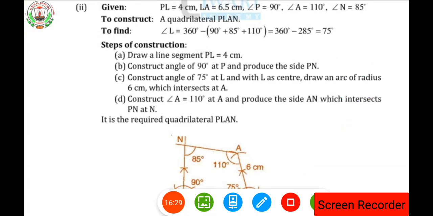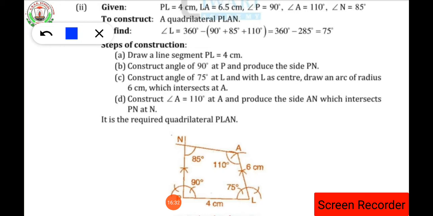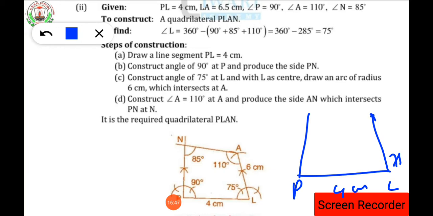After drawing the 75 degrees, the next one is 110 degrees. For the 110 degrees you can use the protractor to draw it. Clear up to here? So we got the 90 degrees, we got the 75 degrees. Now keeping the protractor, draw the 110 degrees. Exactly, the measurement here will obviously come as 85 degrees. No need to draw again using the protractor for angle N. Automatically, when you draw angle P as 90 degrees, L as 75 degrees and A as 110 degrees, the angle N will automatically come as 85 degrees.